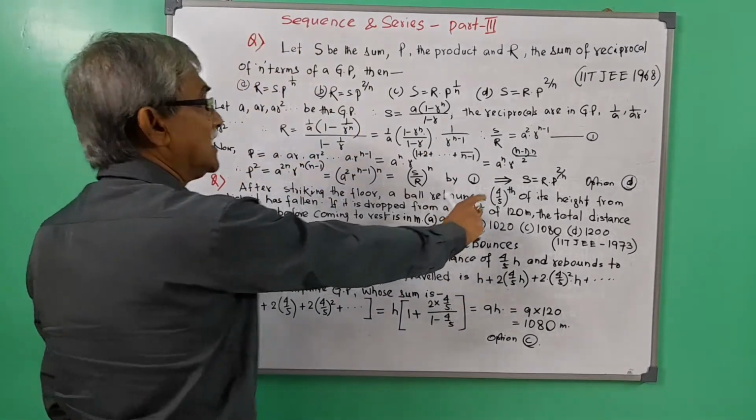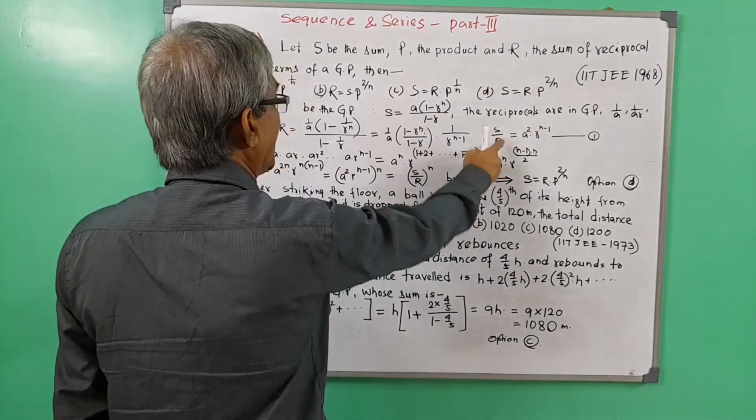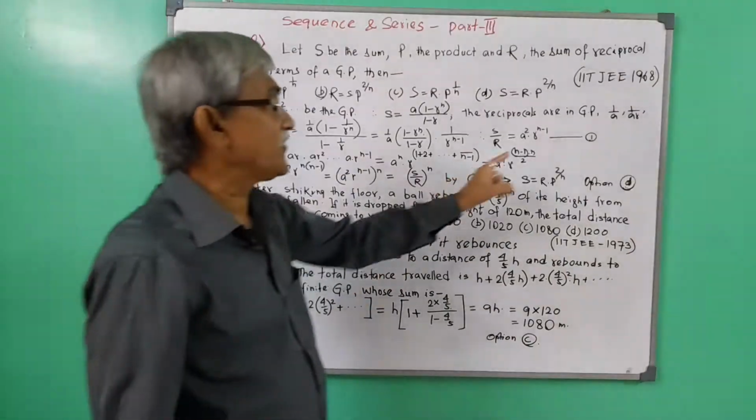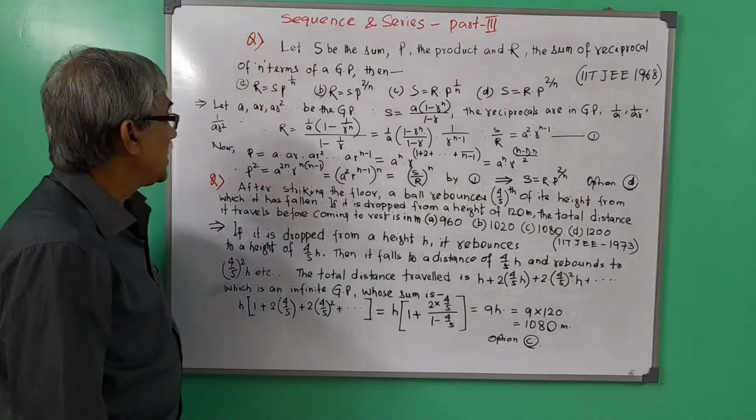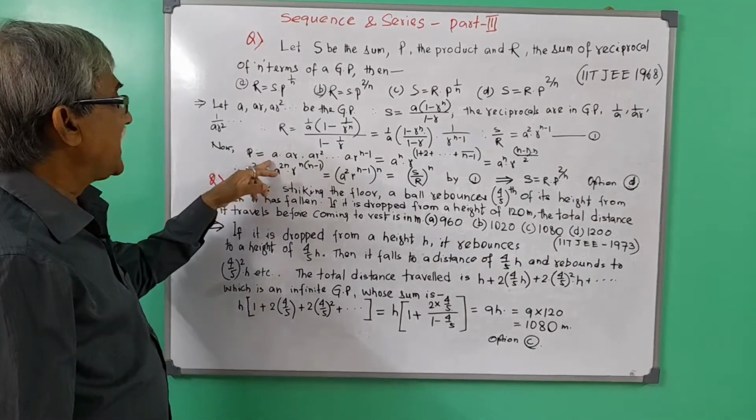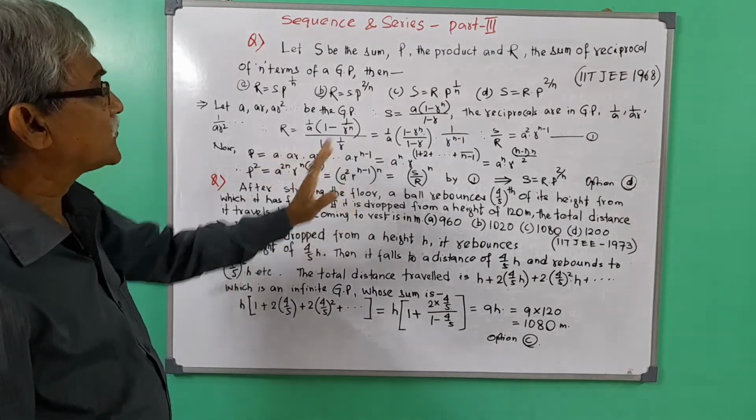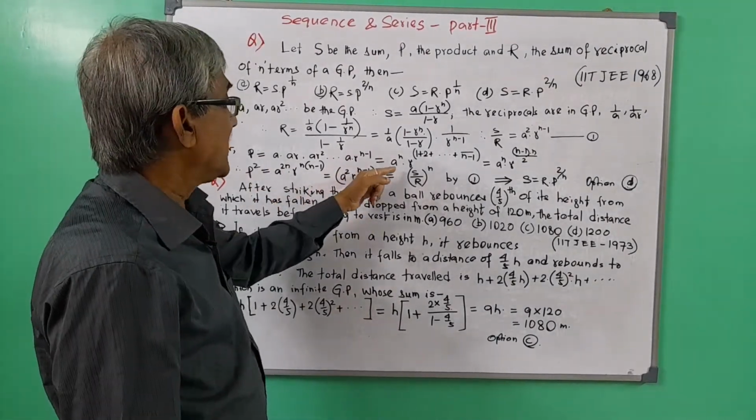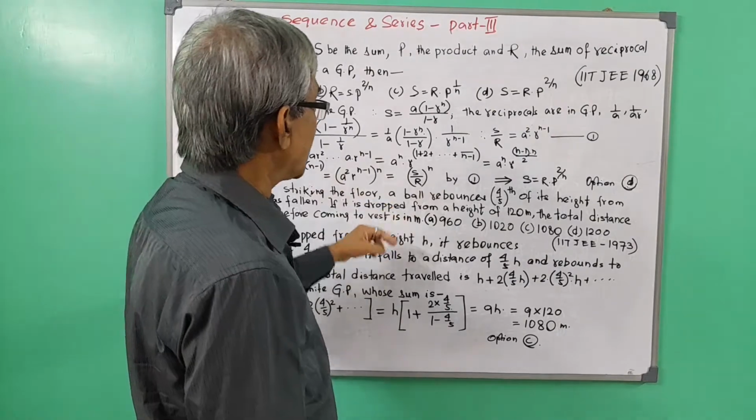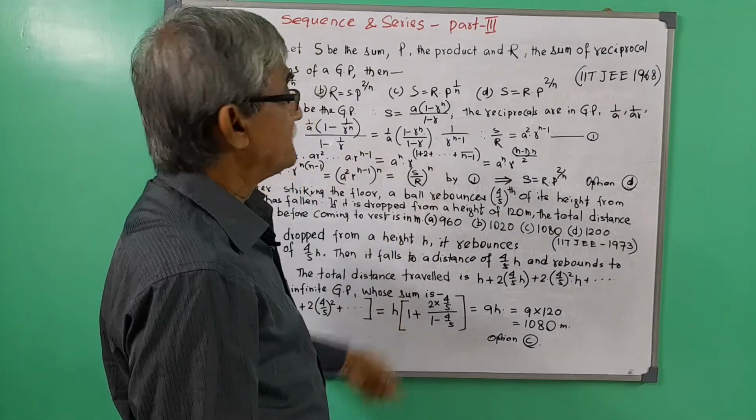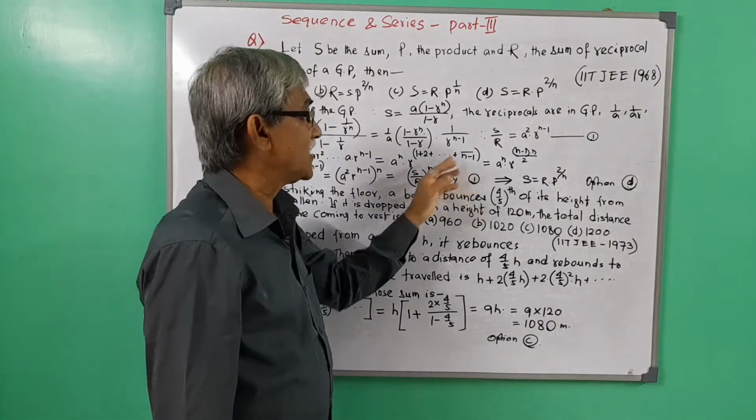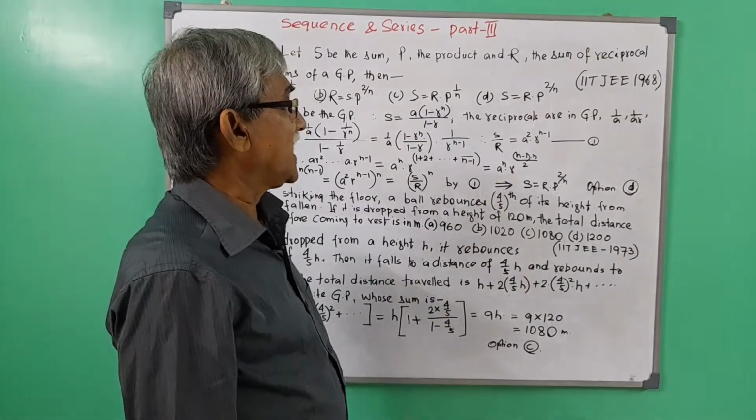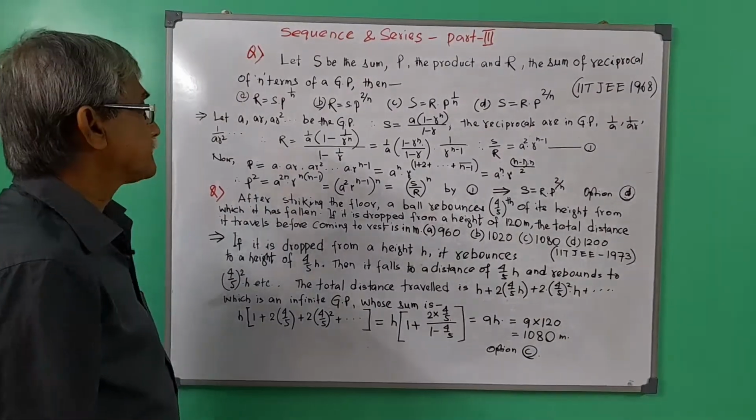Simple simplification. Therefore, S upon R, we are dividing S by R. So this becomes A square into R to the power n minus 1. That is equation number 1. Now P, the product. The product will be A into AR into AR square, this way up to AR to the power n minus 1, the nth term. And this comes up to A to the power n, since there are n number of A's, into R to the power of all these powers added, 1 plus 2 plus up to n minus 1. So this becomes A to the power n into R to the power n into n minus 1 upon 2.